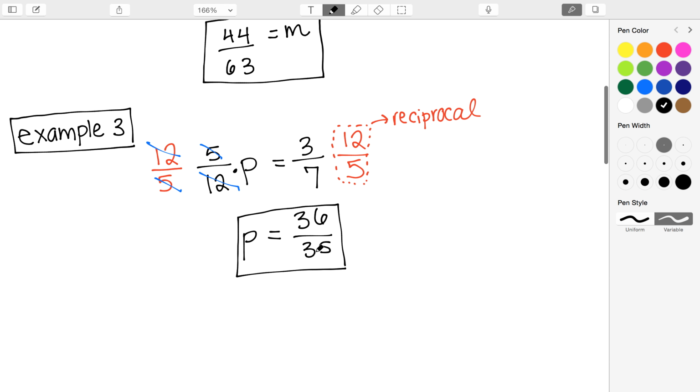Now, some of you might notice that the 36 is larger than the 35, so if you want to write it as 1 and 1/35, you could do that too. Both are correct. Okay, let's do another one.